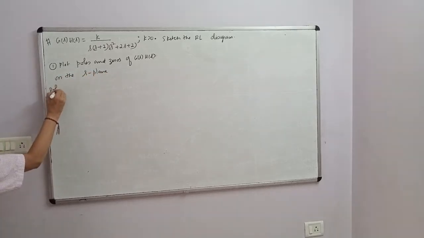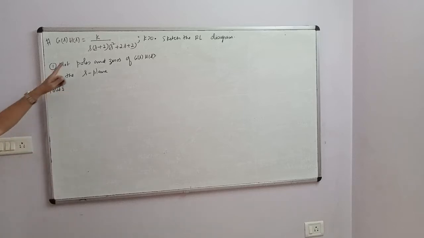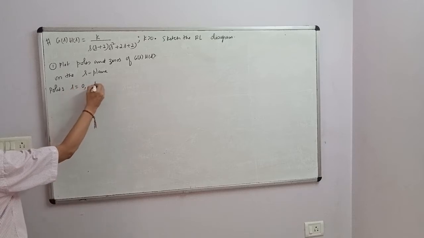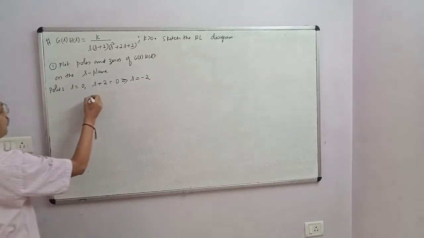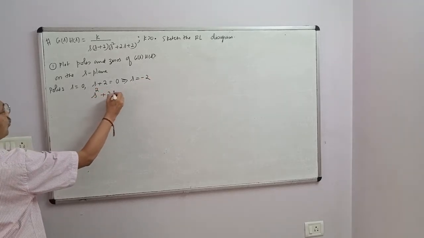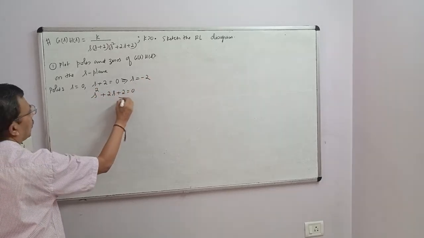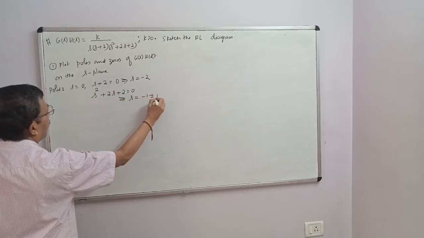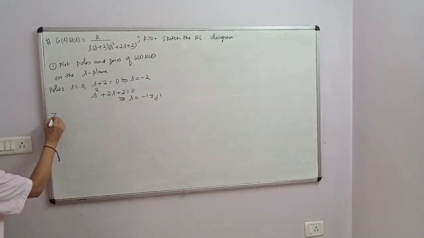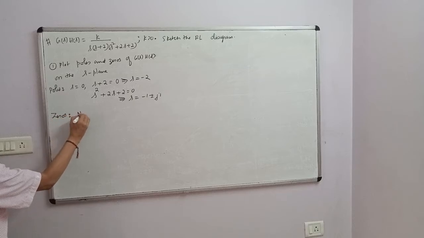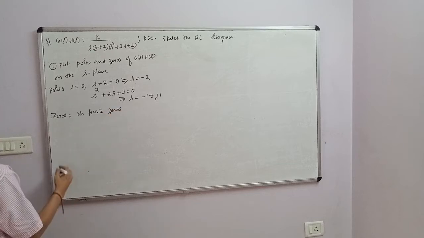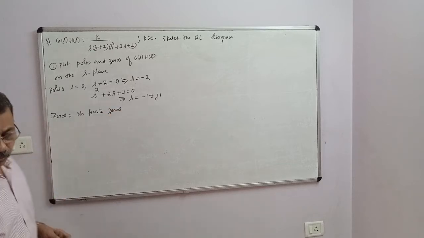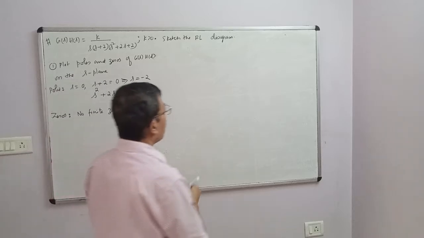First let me mark the poles. Denominator polynomial equal to 0 will give you the poles. We have got poles at s is equal to 0. S plus 2 equal to 0 gives you s is equal to minus 2. S square plus 2s plus 2 equal to 0 gives you s is equal to minus 1 plus minus j1. Zeros. There are no finite zeros. Correct? So let me plot now poles and zeros on the S plane.